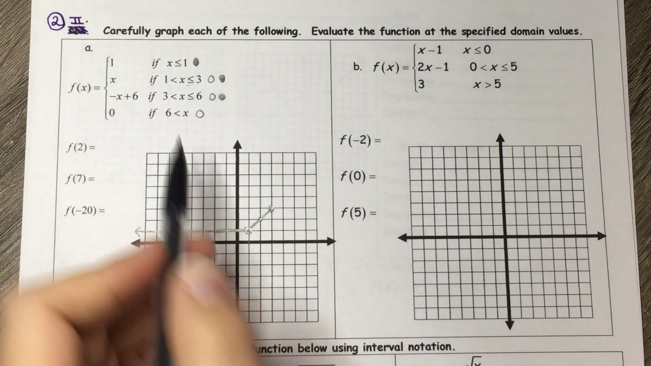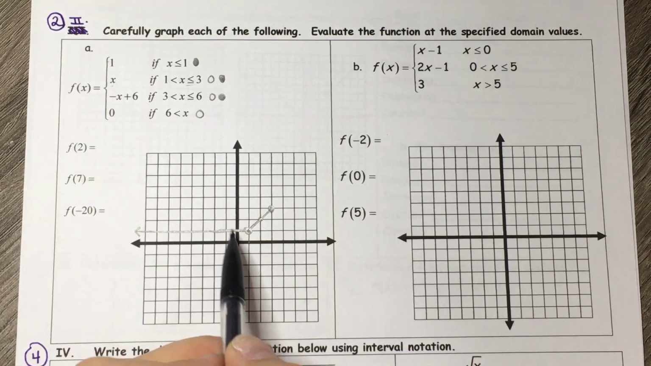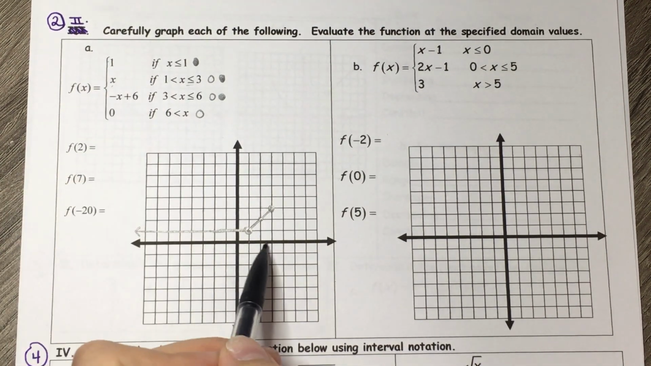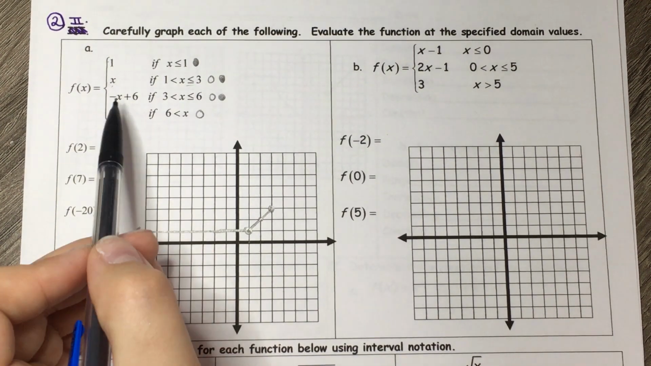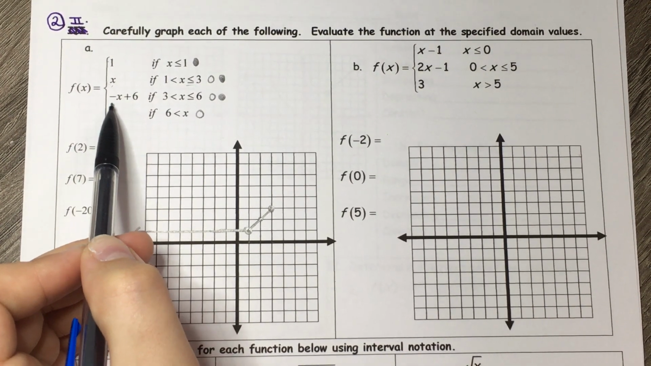Now what you could have done is taken 1 and plugged it into the function. I got 1. You could take 2, plug it into the function. I got 2. And you could have taken 3, plugged it into the function. You got 3. All right, now we're moving on to this third piece here.